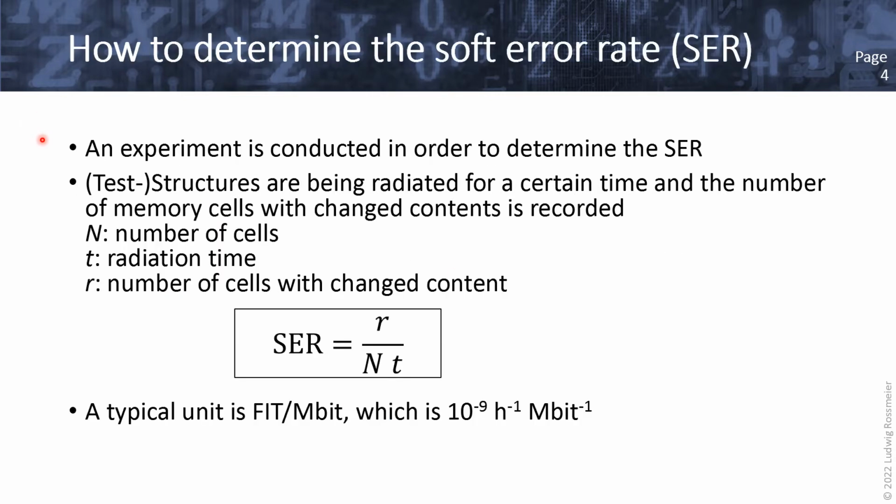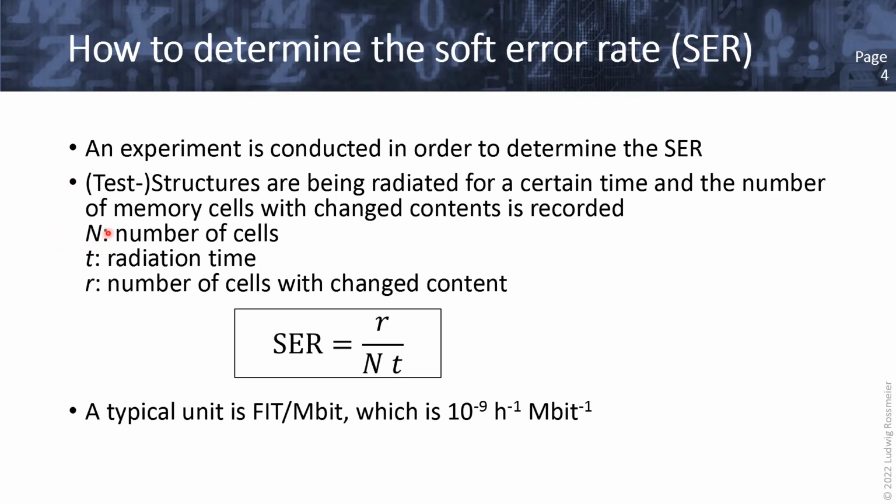How can the soft error rate be determined? Usually, an experiment is conducted in order to determine the soft error rate, briefly called SER. Certain specific test structures are being radiated for a certain time, and the number of memory cells with changed contents is recorded.